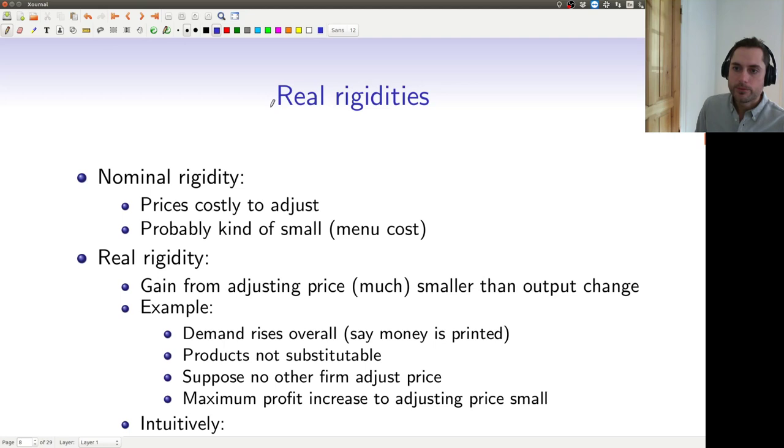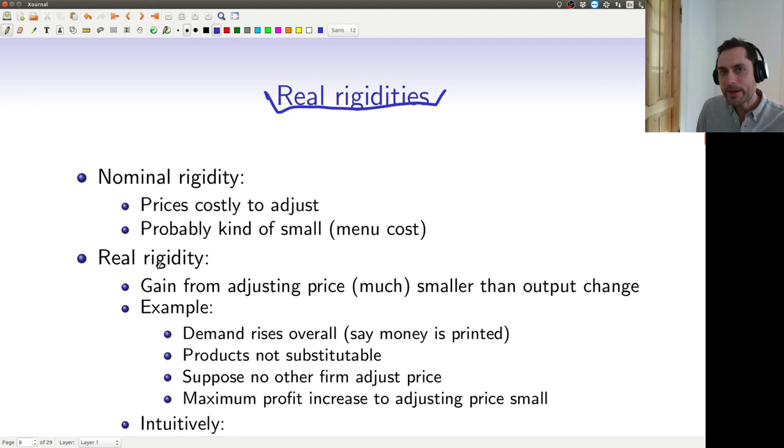Okay, so real rigidities, what is that? In the textbook, they make a big deal about this, and it's actually a little bit difficult. The first time I taught this course, I don't think I totally understood real rigidities, as Romer writes in the textbook. But now, after teaching it several times, I think I have a handle on it. Nominal rigidity says there's some difficulty in adjusting your prices. In this model, it'll be a menu cost: you have to pay a little bit of money to adjust your prices. What the real rigidity says is that the gain a firm gets to its profits from adjusting its price is going to be much smaller than the aggregate change in the economy.